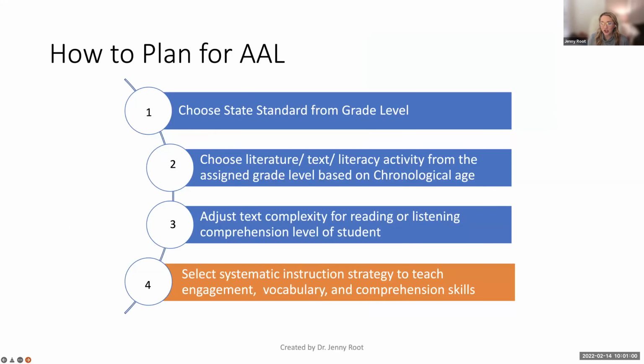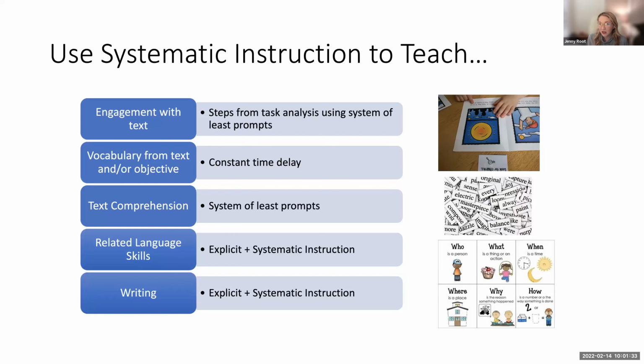So we're planning for alternate achievement literacy. As a review, we want to choose the state standard from the grade level and a grade aligned text activity. We want to adjust the text complexity as needed through adaptations so that it's cognitively and physically accessible to the student, and then use systematic instruction to teach engagement, vocabulary, and the related comprehension skills. So we teach engagement with the text. We want to make sure we're teaching the vocabulary, both from the text and the objective. And then we want to teach comprehension of the text, related language skills, as we'll talk about, and then writing.